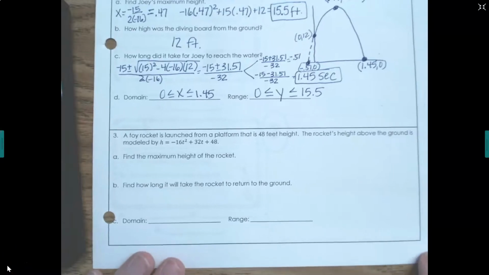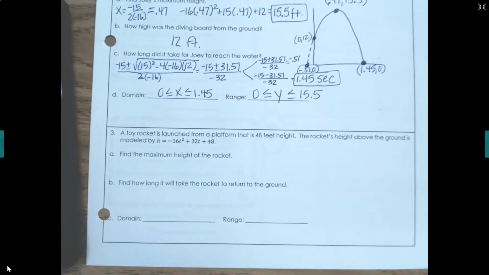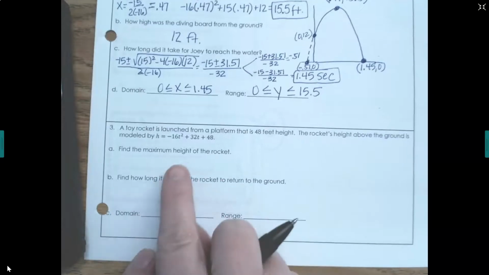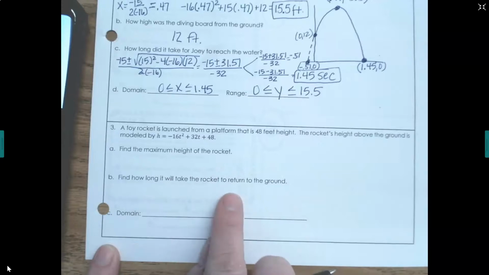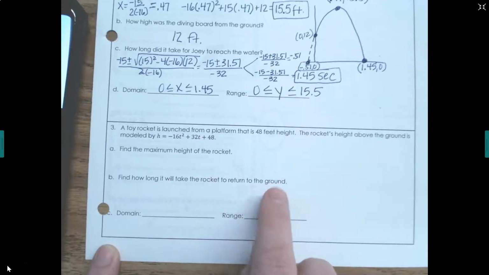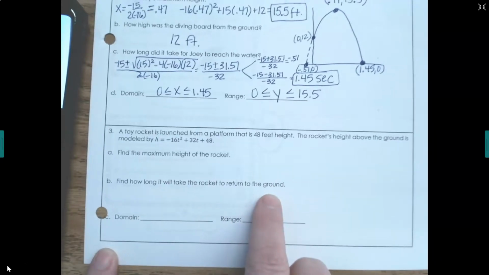So we have a toy rocket that is launched from a platform that is 48 feet high. The rocket's height above the ground is modeled by h equals negative 16t squared plus 32t plus 48. So find the maximum height of the rocket. Maximum height, that's the y value of your vertex. And how long will it take the rocket to return to the ground? That's an intercept when we're talking about the ground.